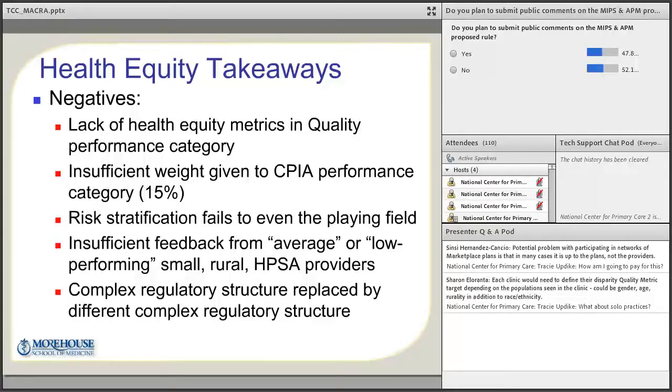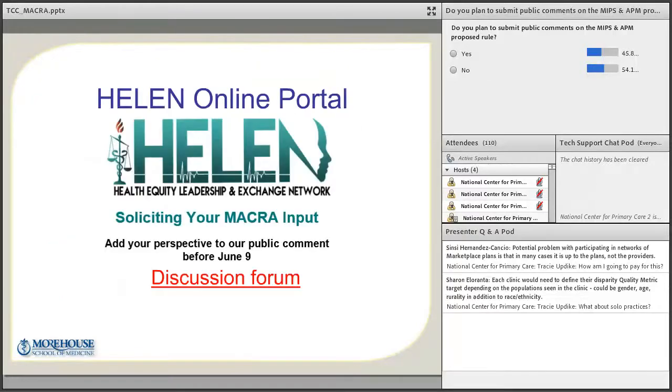And of course, again, this is a complex regulatory structure we had previously, and it's replaced by a different complex regulatory structure. So I'm going to stop here and let Megan take over. Thank you, Daniel. You flew through a lot of that information. I expect that we will have questions and comments from the audience, and I hope that we do.